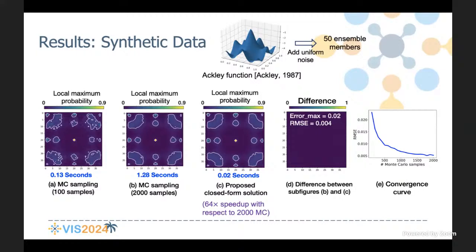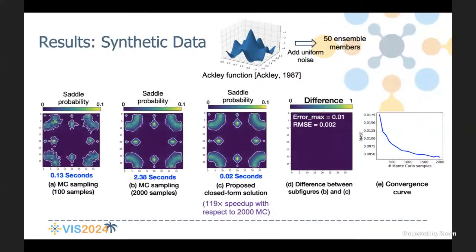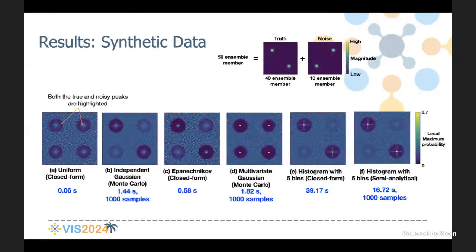Also, the rightmost image shows the convergence curve. As you increase the number of Monte Carlo samples, the distance between the closed form solution and Monte Carlo drops, which confirms the correctness of our algorithms. We tried a similar experiment for saddle also, another type of critical point.